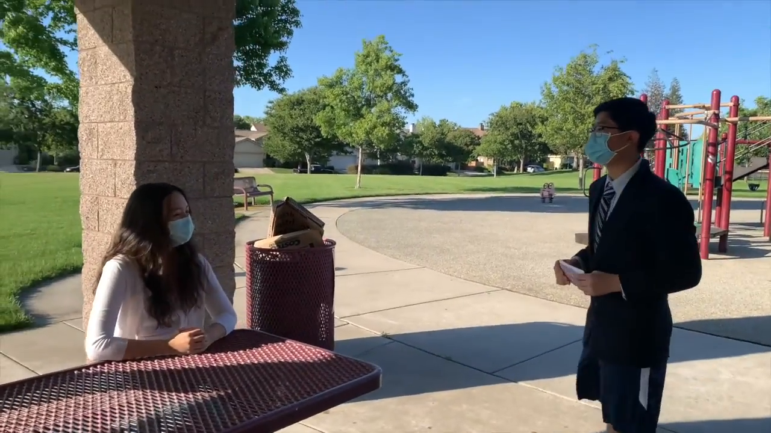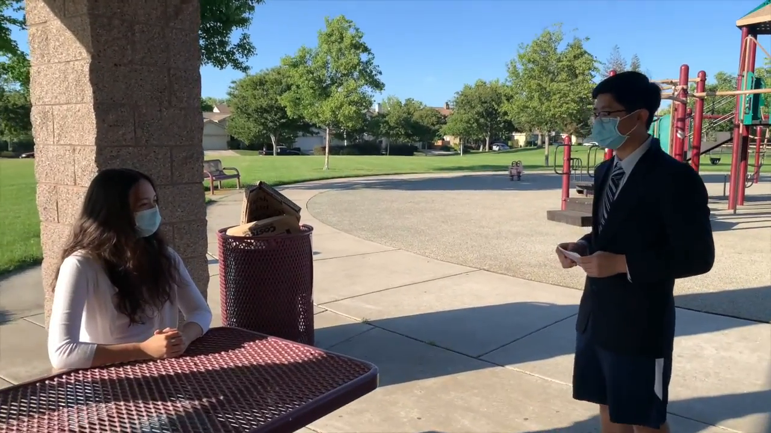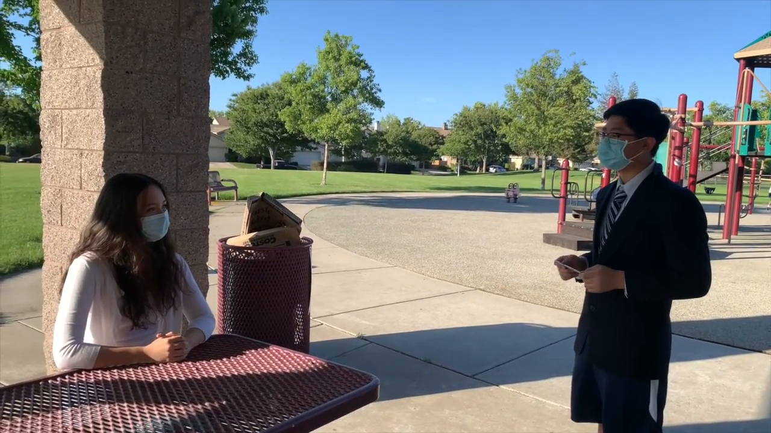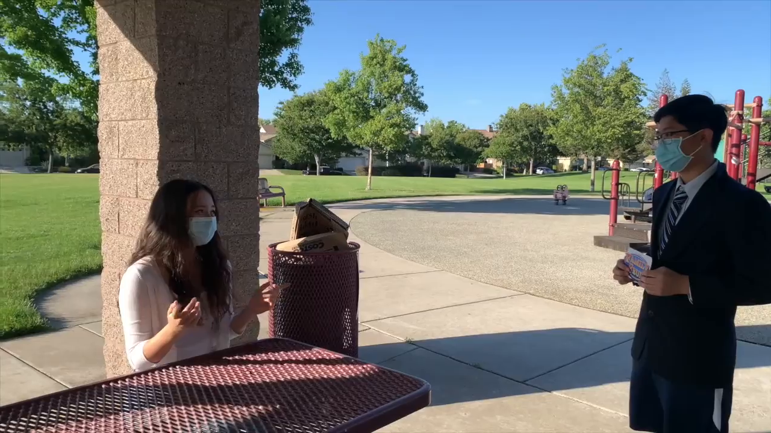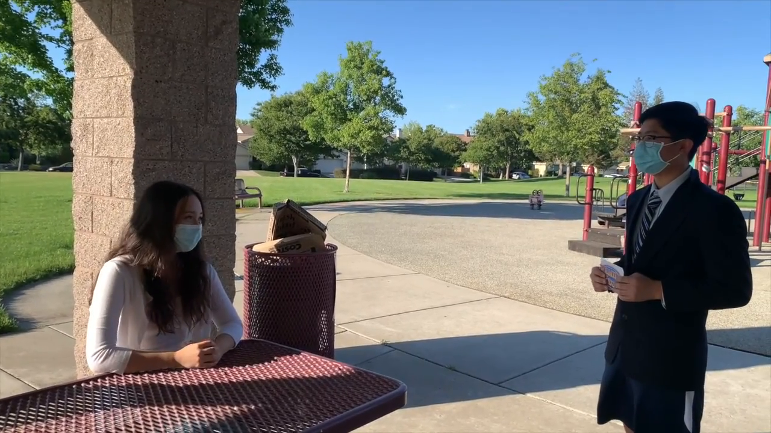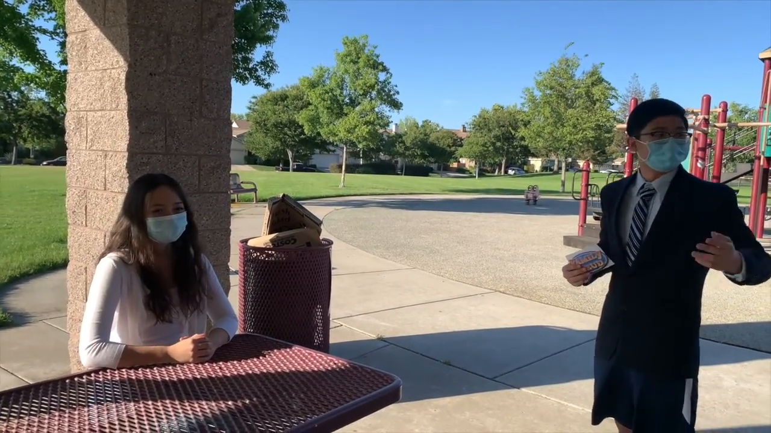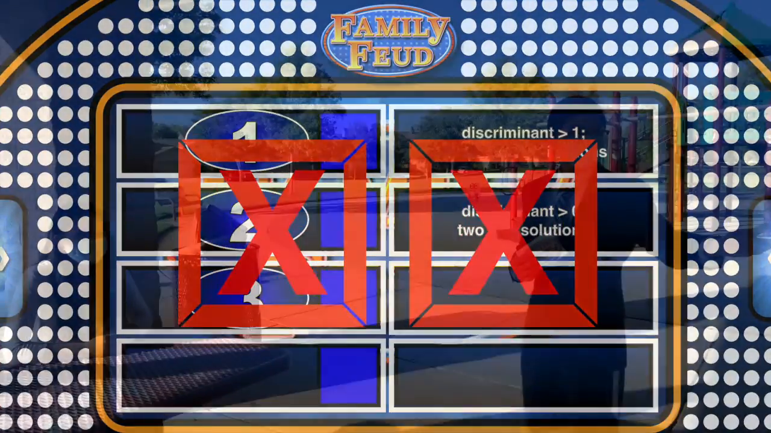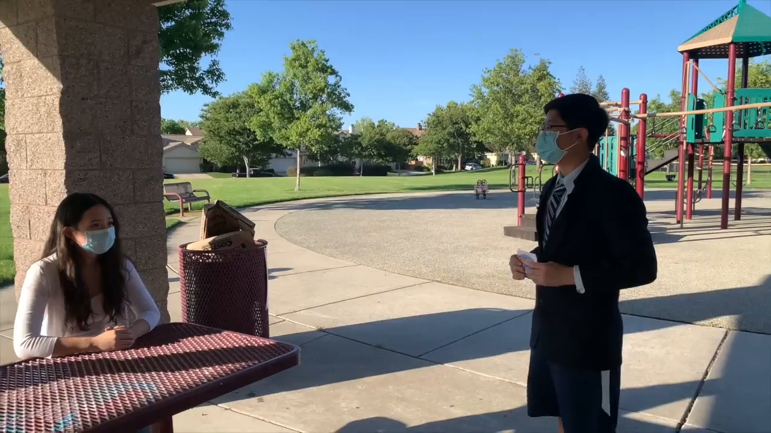Okay, Caitlin, there's one more answer left on the board and you only have 1 strike. What are the different natures of roots in the discriminant analysis, and what is its relation to the graph? This one's easy. It's a triple root with an inflection point on the graph. Is it on the board? Yikes. Sorry, but that was the incorrect answer.